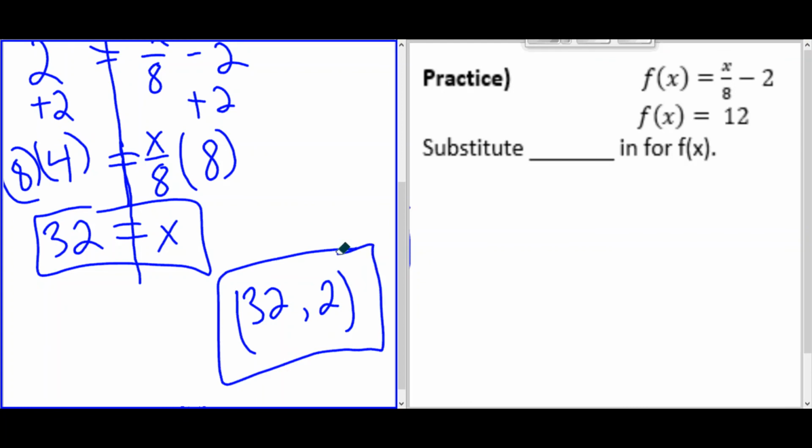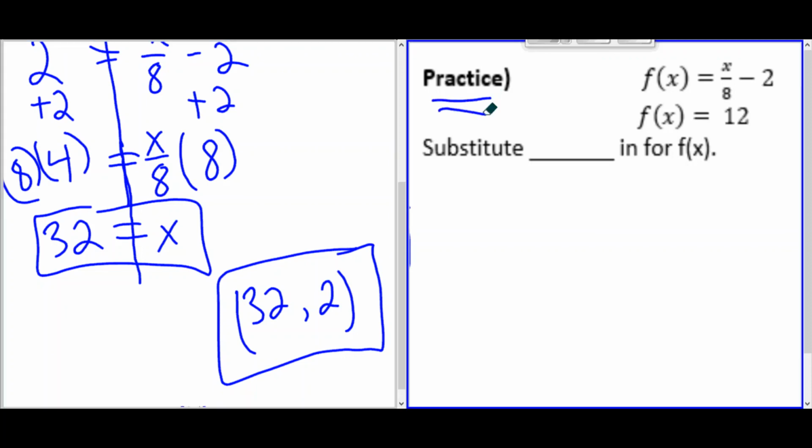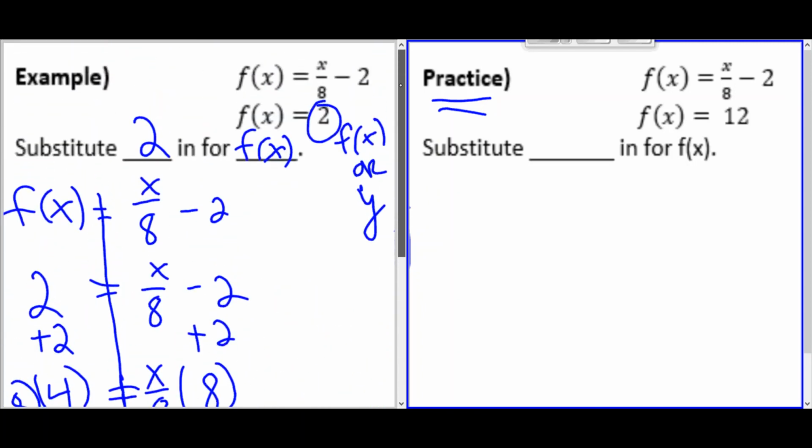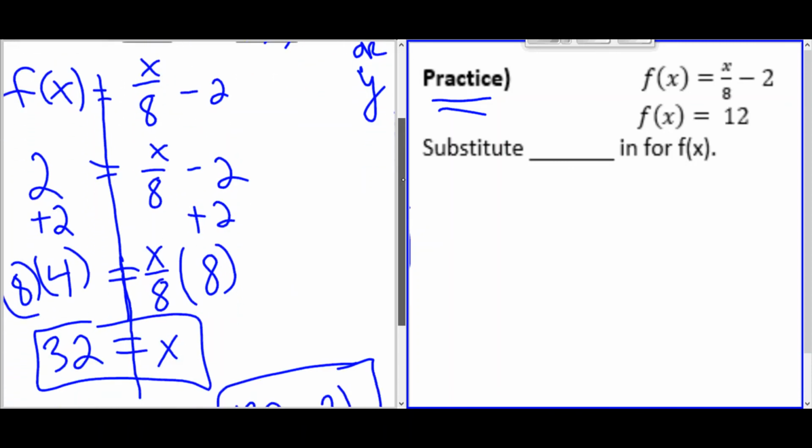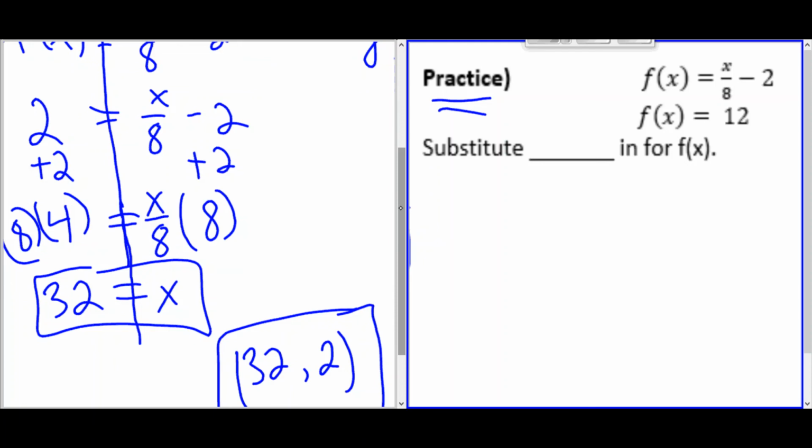Pause the video and do the next problem. This one we will go over in our live meet. So this problem we'll go over in our live meet if you have questions on it. So give it a try. So this is going to work very similarly to how the previous one that I just did worked. Okay, it'll be very similar.